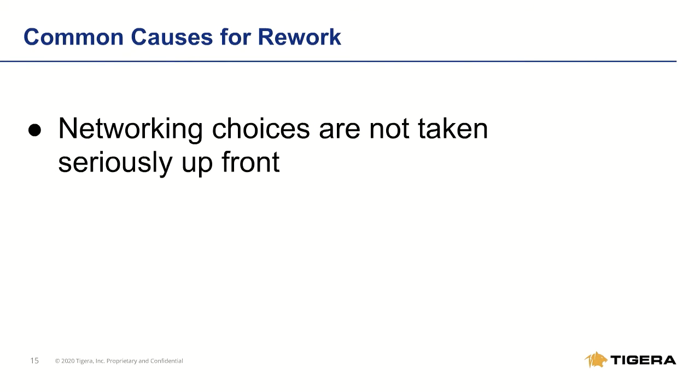So the common causes we really have for rework are the networking choices, not really taken seriously up front. You do need to learn about the different networking options, the different combinations and permutations of where you run Kubernetes and how that's going to work, because if the network's unreliable, the applications just simply are not going to work.